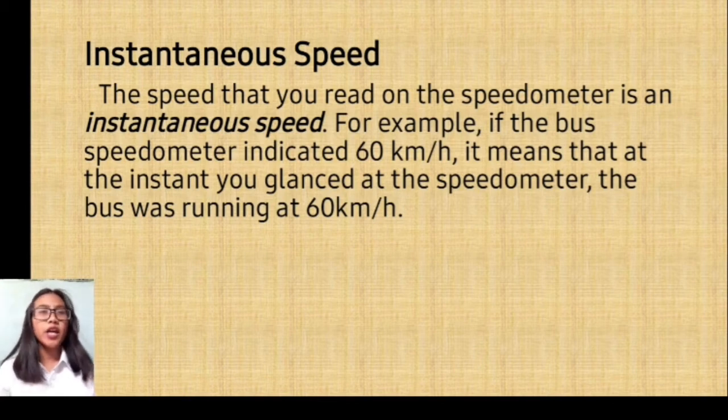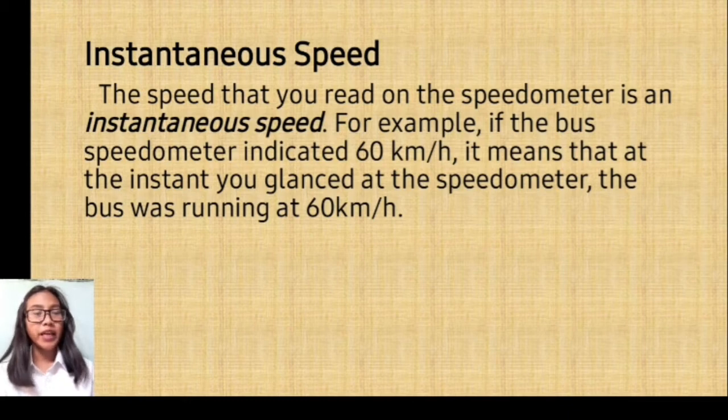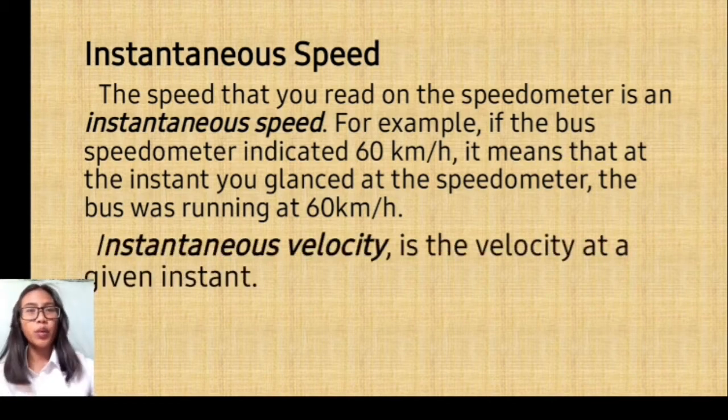For example, if the bus speedometer indicated 60 km per hour, it means that at the instant you glance at the speedometer, the bus was running at 60 km per hour. The 60 km per hour is the instantaneous speed of the bus. So what is instantaneous velocity? When we say instantaneous velocity, this is the velocity at a given instant.